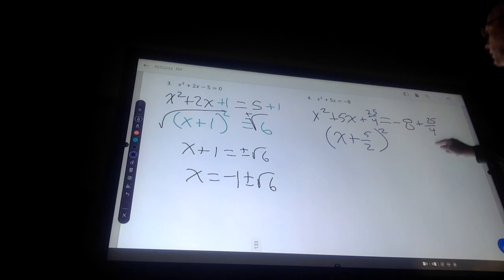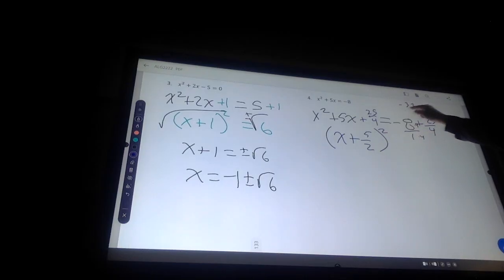Bless you. I'm going to change this. I'm going to multiply both sides by 4 and 4. So that's negative 32 over 4 plus 25 over 4. And negative 32 plus 25, that's going to give me negative 7 over 4.